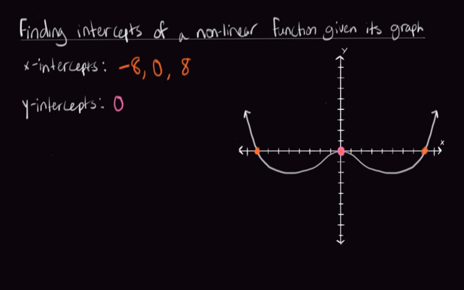And so the x-intercepts of this function would be -8, 0, 8, and the y-intercept is just 0. And I'm actually going to go ahead and erase this because in a function, you should only have one y-intercept. Otherwise, it's not going to pass the vertical line test.